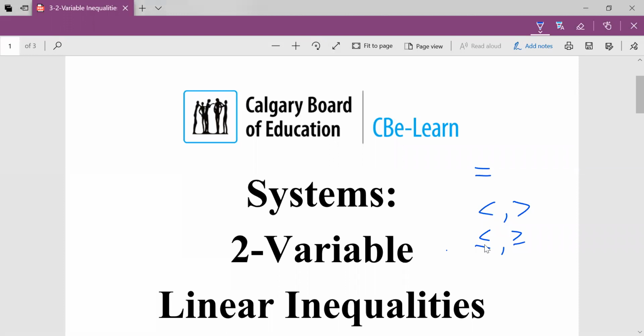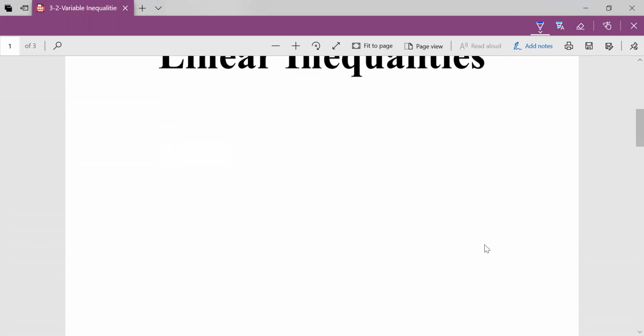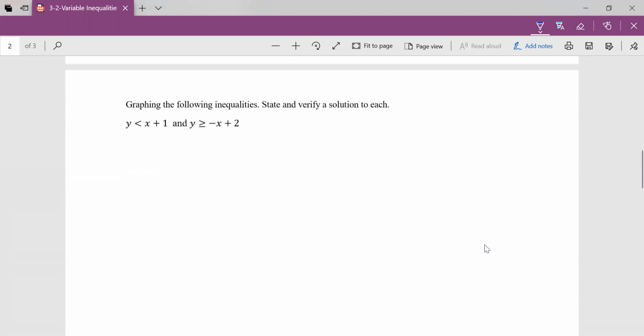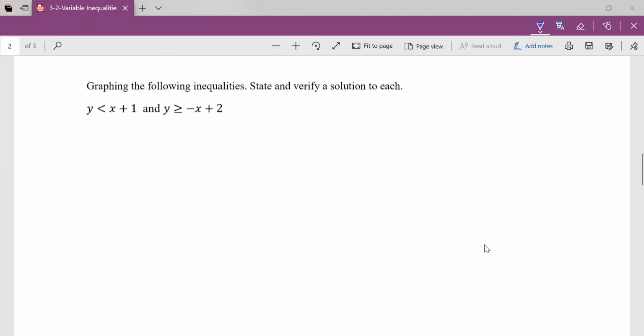Now, it does change what we're doing here. How does it change? Well, let's see if I can explain it to you. It doesn't make it more difficult at all. It's going to be a little different. So what we're going to do here is graph the following inequalities, and then we'll state and verify a solution. Notice that right there it says a solution, not the solution. I'll show you why it says that in just a second. So make sure you've got your graphing calculators with you.